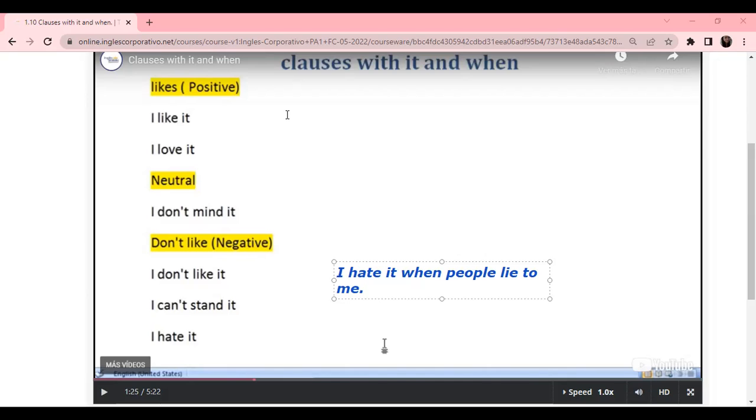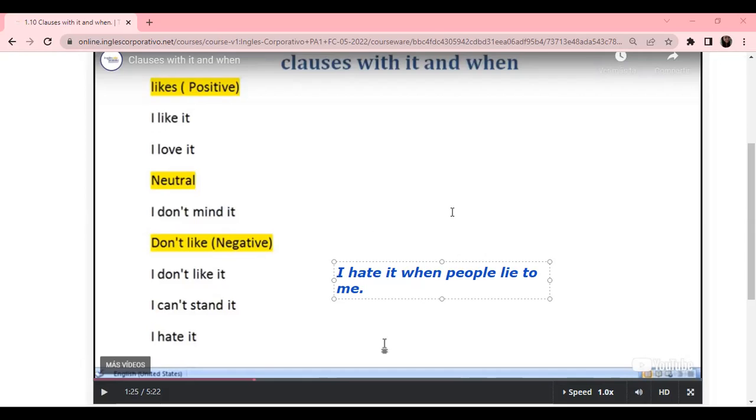I don't mind it when people talk about me. Yeah, if they talk, it's because they want to be like you. I don't mind it when my mother calls me late. Me neither. I don't mind it. Luis, Patricia says, I don't mind it when the soccer team loses the game. Loses.